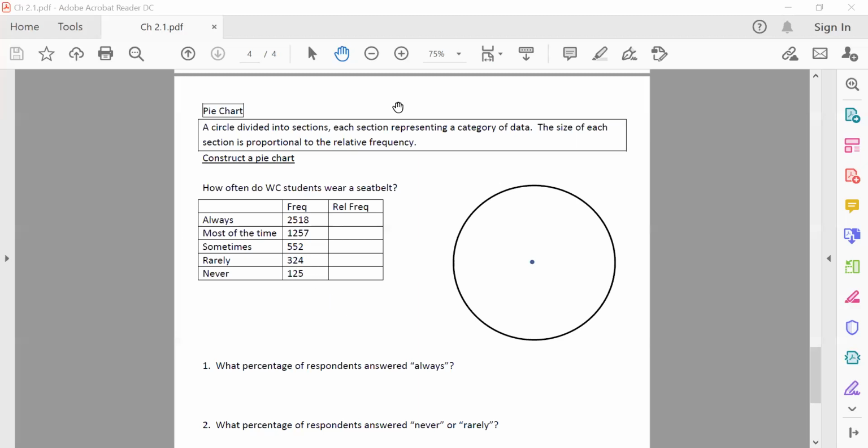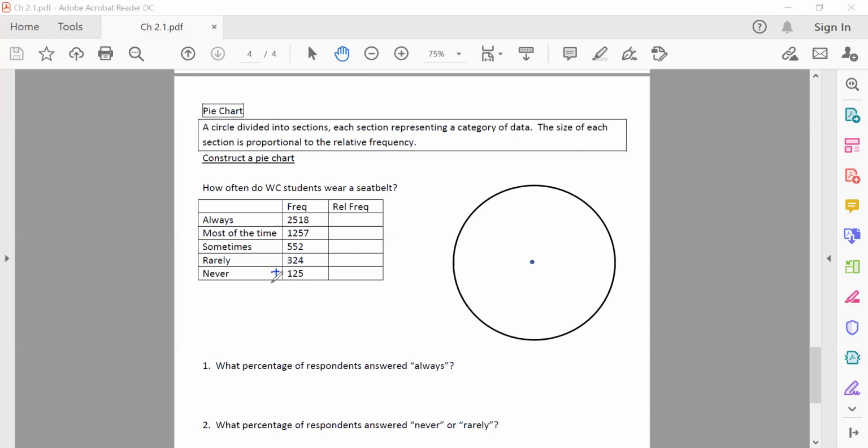But anyways, the first thing we're going to need to do is, so the students were asked how often do you wear a seatbelt? 2,518 said they always wear it. 1,257 said most of the time. What we're going to need to do is get the relative frequencies, which means we need to know the total number of students who answered. And that means we need to add up this category. So we will add these all together.